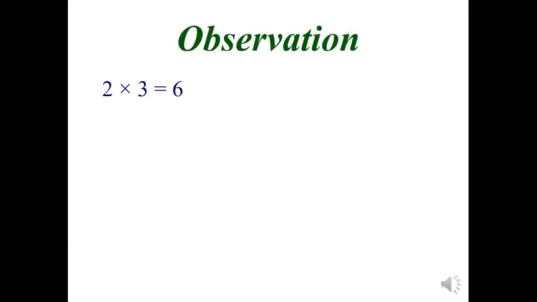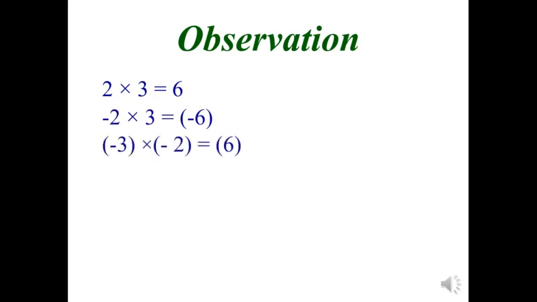So the observation: when we multiply two positive integers or two negative integers, the answer will be positive. And if we multiply one positive integer and one negative integer, the product will be negative. So like this, 2 multiplied with 3 is equal to 6. -2 multiplied with 3 is equal to -6. Then -3 multiplied with -2 is equal to 6, positive. Minus multiplied with minus is plus.